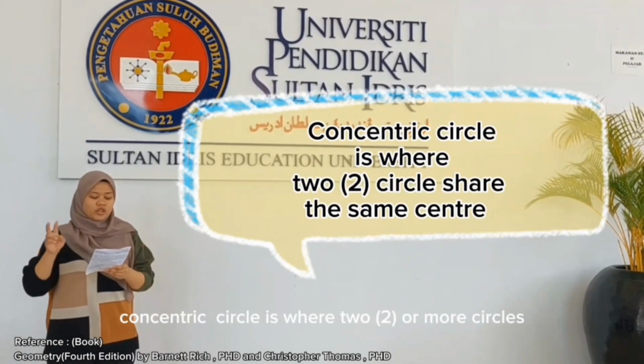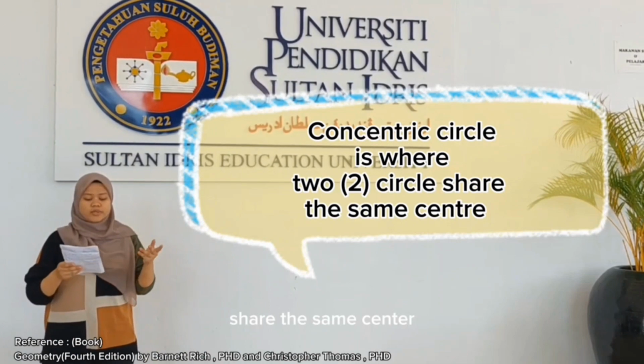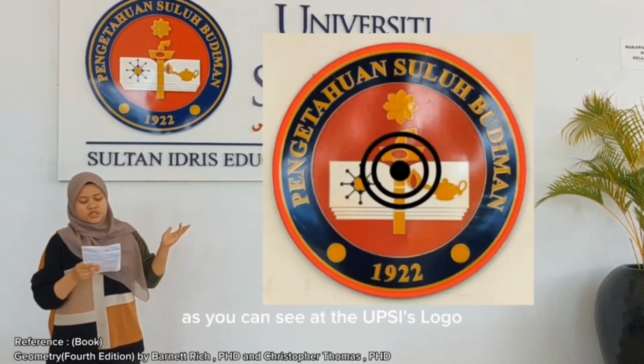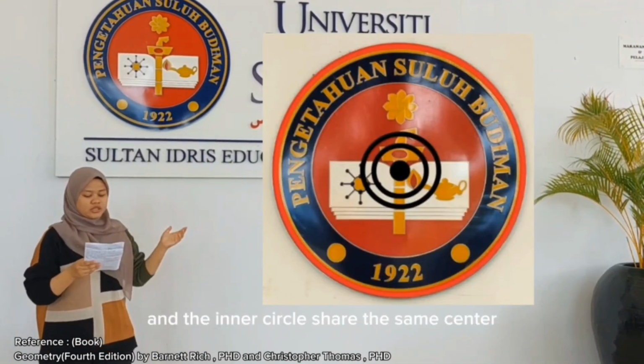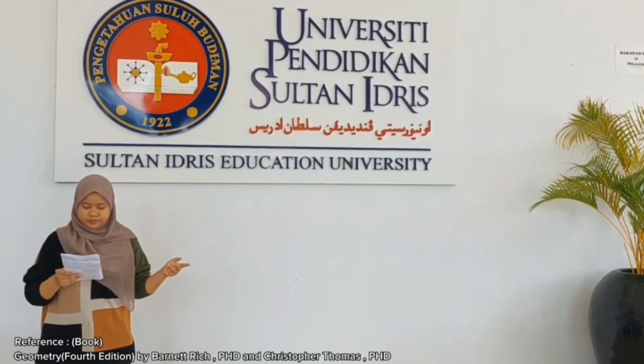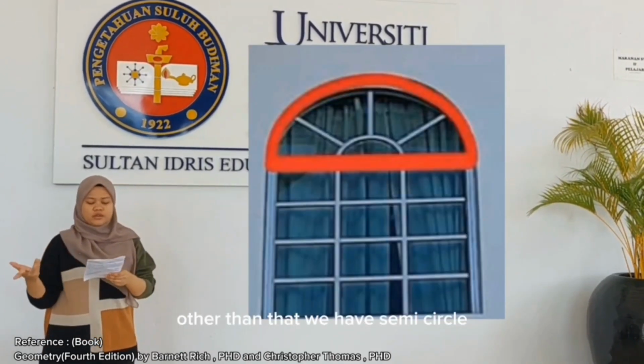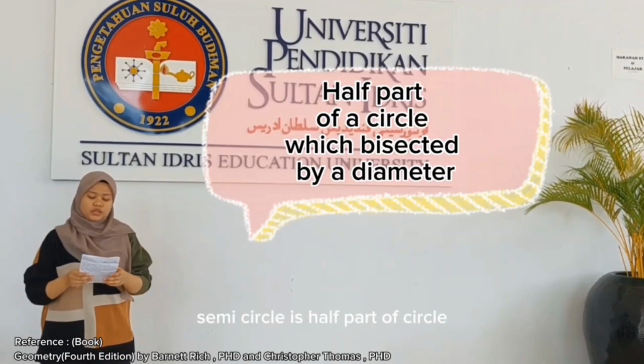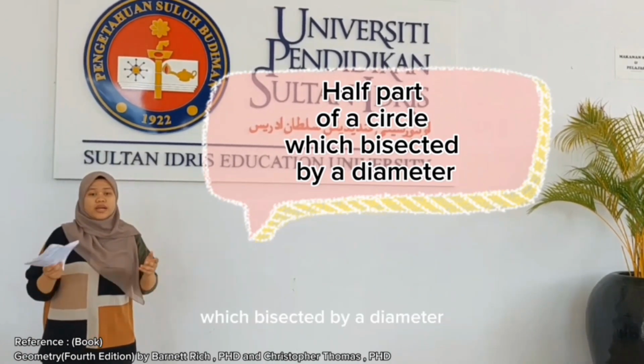Concentric circles are when 2 or more circles share the same center. As you can see at the UMSI logo, the outer circle and the inner circle share the same center. Other than that, we have semicircle. What is semicircle? Semicircle is a half part of a circle which is bisected by the diameter.